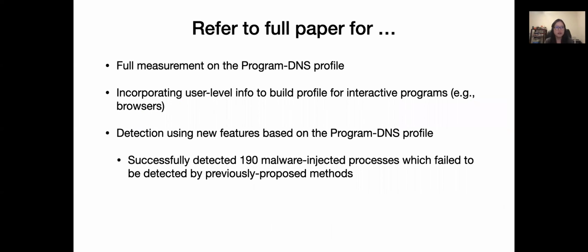I will stop here given the time limit, and please refer to our full paper for the list of exciting items in the following, such as the full measurement on the Program-DNS profile and how we incorporated user-level information into building the profile for user interactive programs like browsers. And most importantly, we build a classifier using new features based on our Program-DNS profile to perform detection. And we successfully detected 190 malware-injected processes which failed to be detected by previously proposed methods.